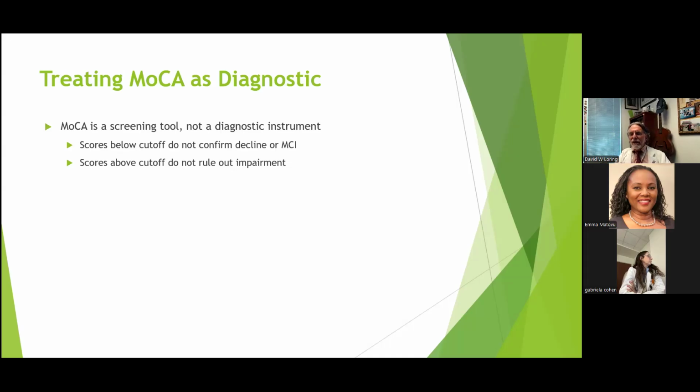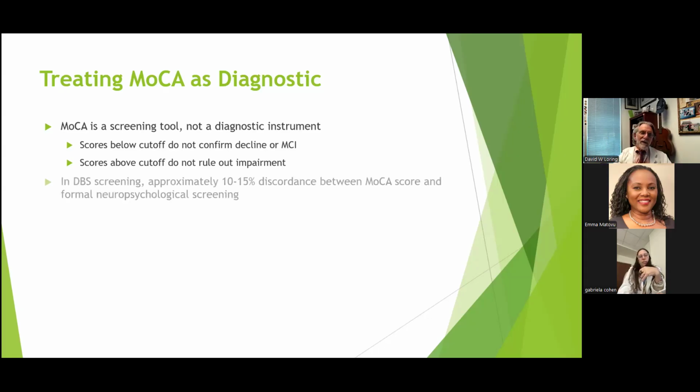So that brings us to probably the most important point I want to make, which is the interpretive error. And that specifically is treating the MoCA as a diagnostic instrument. A score below the cutoff doesn't confirm MCI or cognitive decline. A score above doesn't necessarily rule out cognitive impairment.